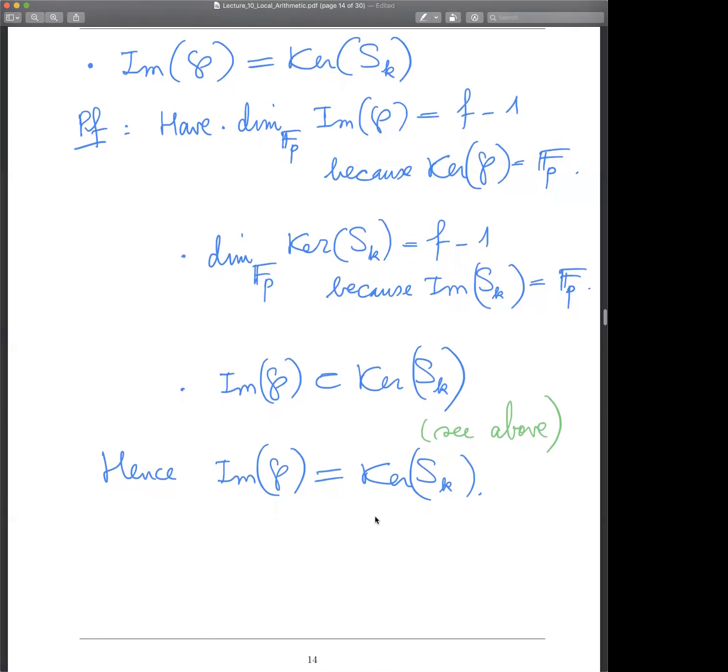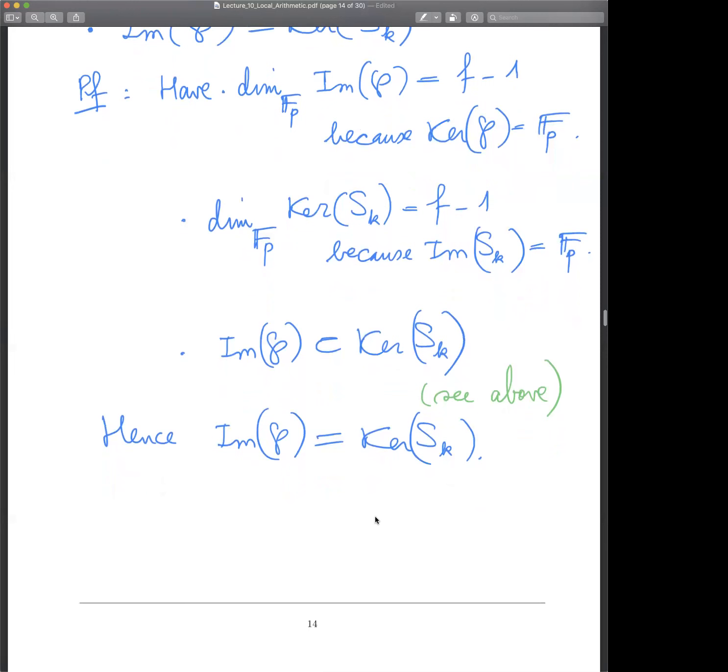That's how you can prove that two vector spaces are equal, or a subspace is equal to the whole space. If you compute the dimension of the subspace and the dimension of the whole space, and if you find that they have the same dimensions, then of course they have to be equal.